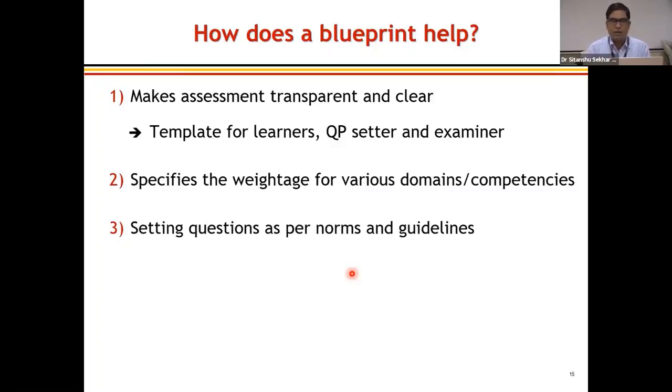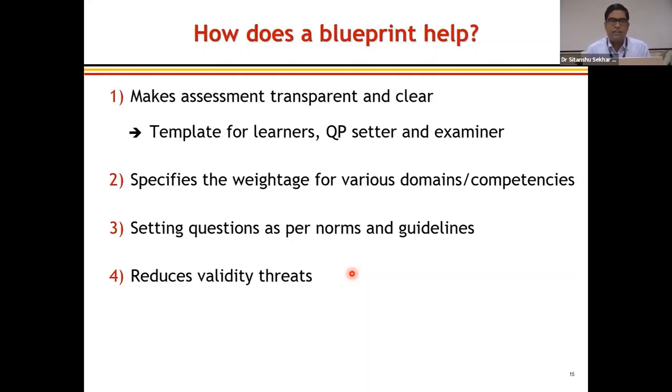If we have done this blueprint, then the question paper setter, who is usually a person outside the university or from different medical colleges, will have an idea about how to set questions, where to put questions, and where short answers or long answers come from. The fourth point is that it reduces validity threat.